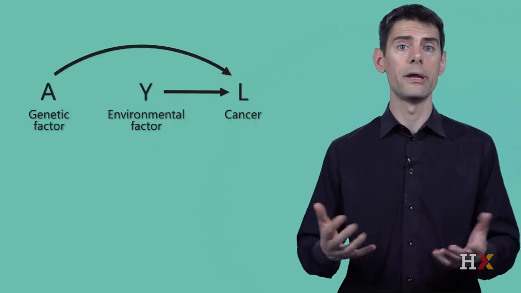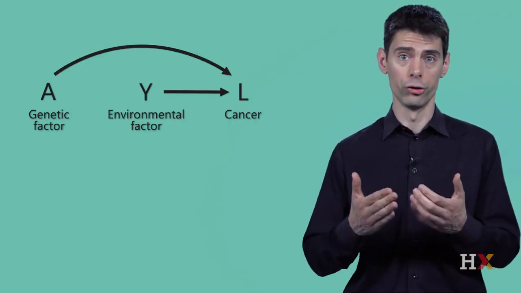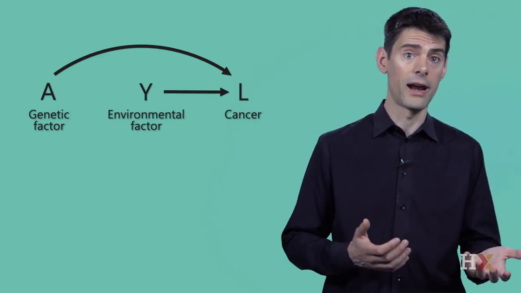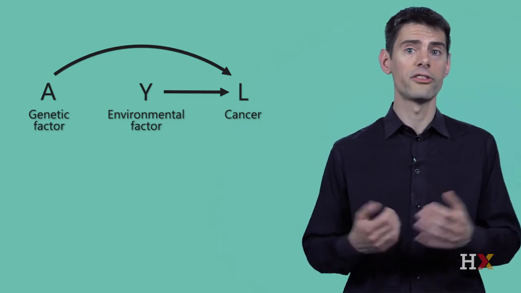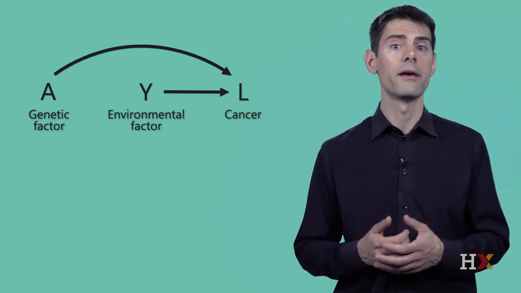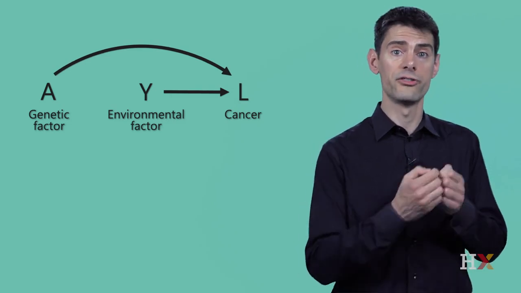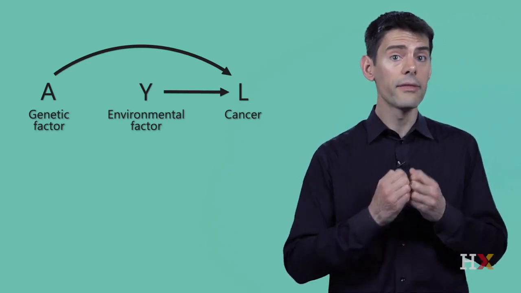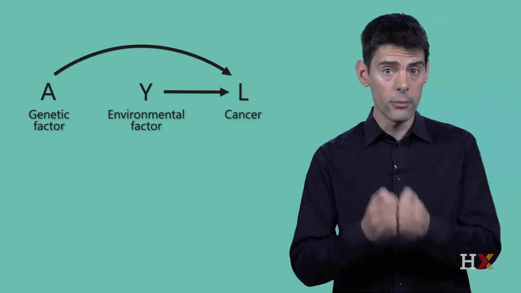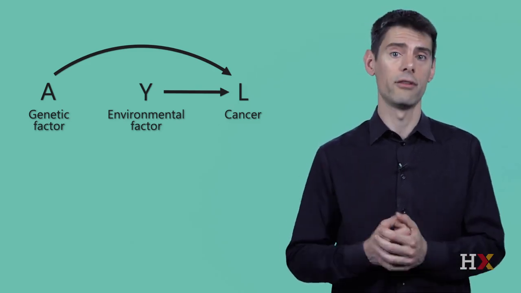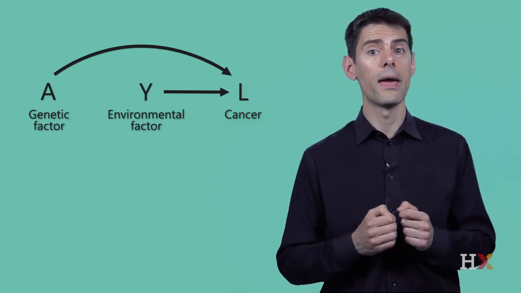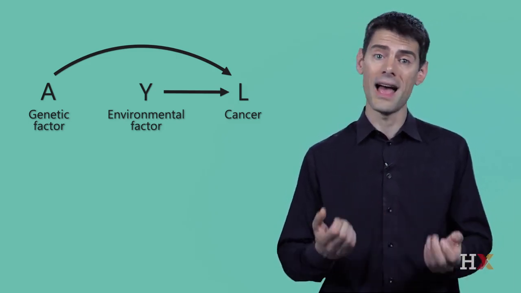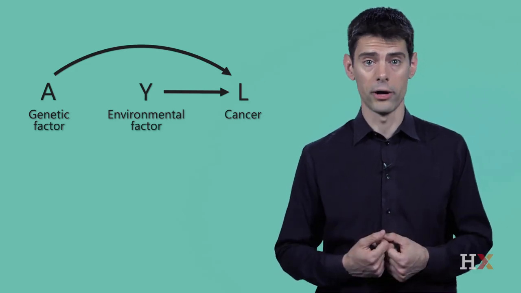For example, we can have three binary variables where A is a genetic factor, you either have it or not, 1, 0. Y is an environmental factor, you either have it or not, 1, 0. And L is cancer. There is an arrow from A to L because the genetic factor increases the risk of cancer, and there is an arrow from Y to L because the environmental factor, say exposure to high levels of air pollution, also increases the risk of cancer. But there is no arrow from A to Y because the genetic factor doesn't have any effect on your exposure to air pollution. We draw this DAG using our expert knowledge.